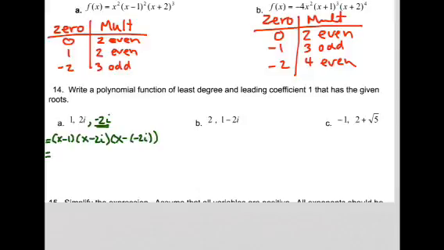So for 14, they want you to write a polynomial of least degree and leading coefficient 1 with these zeros. Now, for A, they only gave you 1 and 2i, but you know that all imaginaries have to have a conjugate pair as a zero, so its conjugate pair is negative 2i. And I've already set it up, so here's the 1, here's the positive 2i, and here's the negative 2i. Notice that every factor is set up x minus, okay, x minus. So now we're going to simplify, and I get x minus 1, x minus 2i, and x plus 2i.